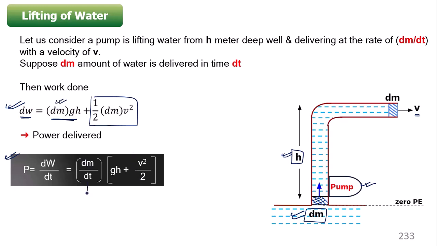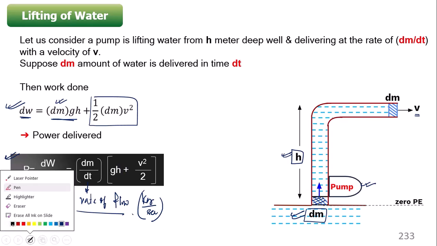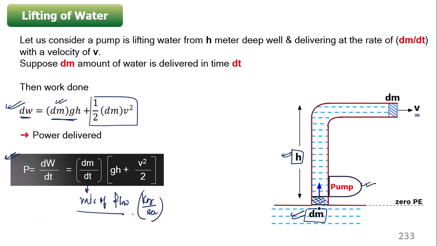So what is dm/dt? dm/dt is called the rate of mass flow. The unit is kg per second. That means I should know what the flow rate is in kg per second. For that, dm/dt is basically the parameter which is connected with the area. Let us say the area of the pipe, A, is given.